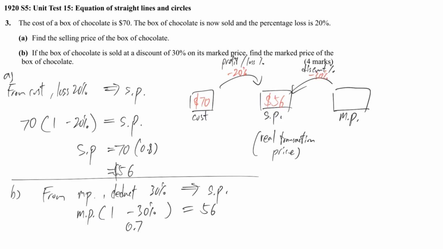Therefore, 0.7 times the market price is equal to 56. What we have to do is, I don't want 0.7 times, so I'm going to divide by 0.7, and we have to do it on both sides. That's why in the final answer, the market price cancels out, and 1 time the market price is equal to $80. And that's the market price.